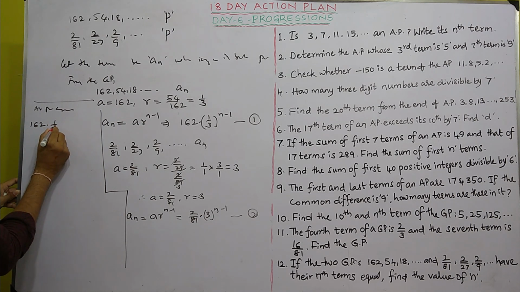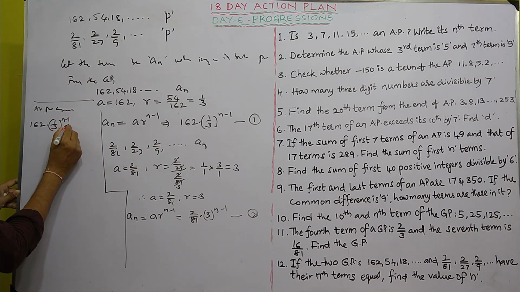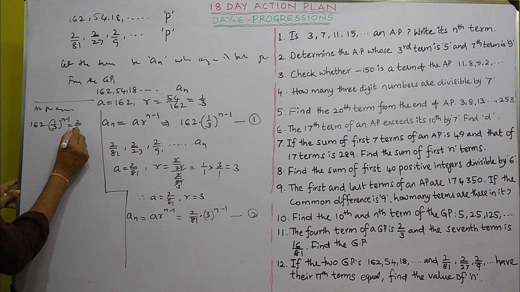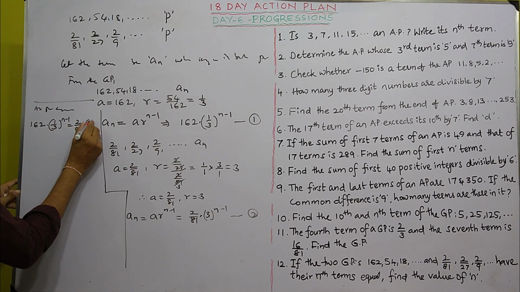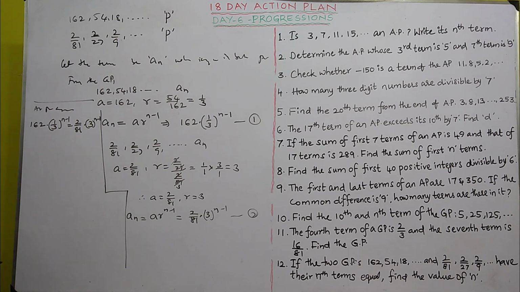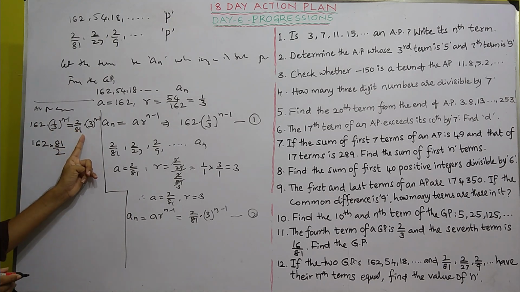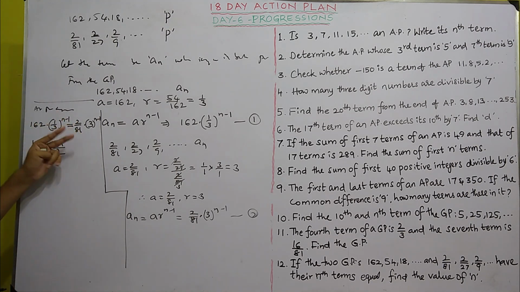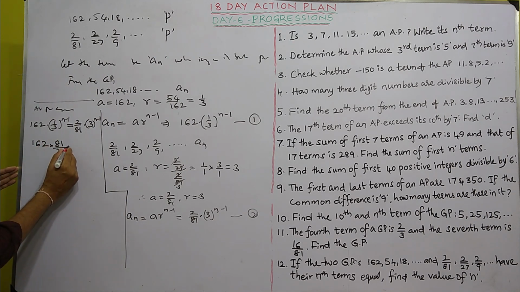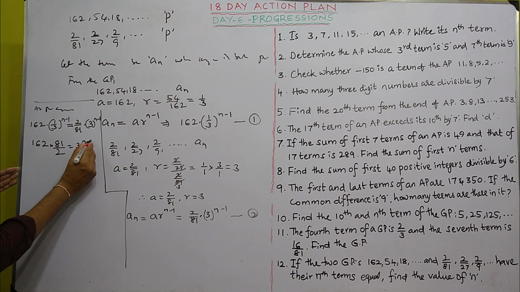162 into 1 by 3 to the power of n minus 1 is equal to 2 by 81 into 3 to the power of n minus 1. This is very important. Now what happens? Let us get this one here. 162 will be here only like this, and this 81 comes up. So this becomes 81 and this comes down by 2. That means whenever you get a fraction to the other side of the equal symbol, that becomes its reciprocal. So 162 into 81 by 2 is equal to 3 to the power of n minus 1.